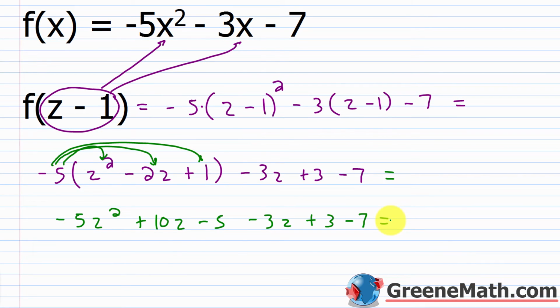So now we're just combining like terms. So I start out with negative 5z squared. I can't do anything with that. Then I've got 10z minus 3z. That's plus 7z. Then I've got negative 5 plus 3. That's going to give me negative 2. And then negative 2 minus 7 is minus 9. So the function's value, when x is z minus 1, I get negative 5z squared plus 7z minus 9.